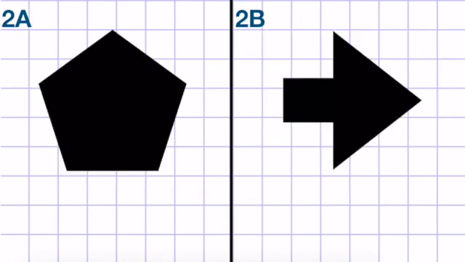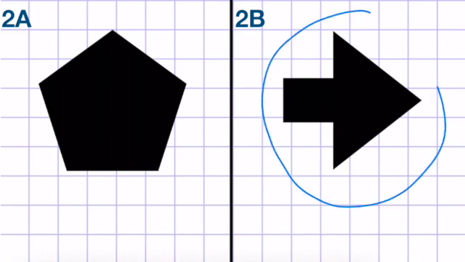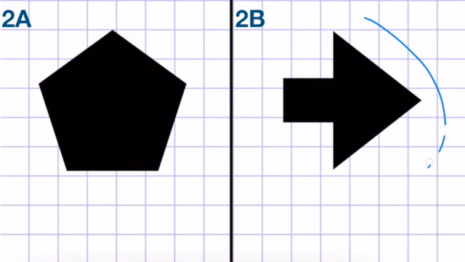2A and 2B, I would like you, please, to name the 2D shape. Now, please take care with this one. It is not an arrow. I want the name of the polygon, so you need to count the number of sides. So pause the video and then I'll reveal.